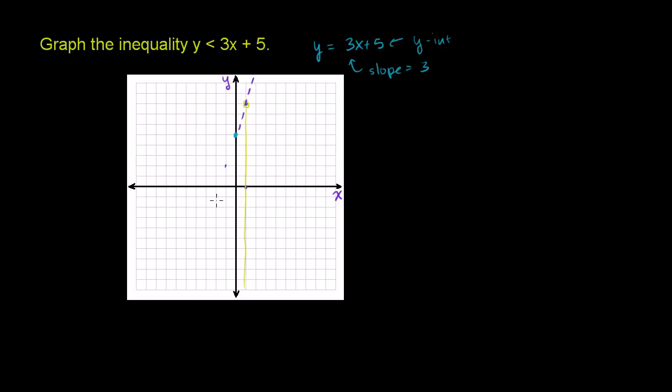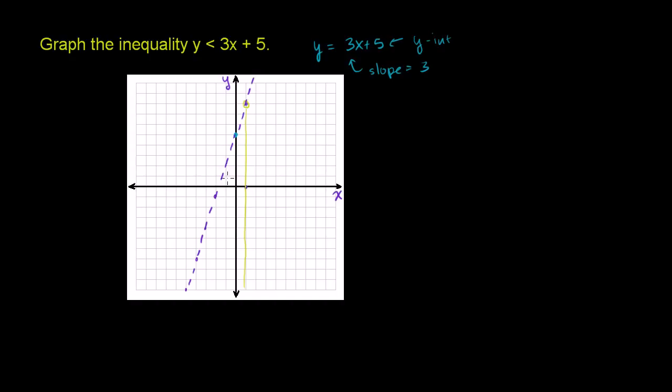And you see that point would be on it. That point would be on it. If you go back, you're going to go down by 3. So that point will be on it, that point, and that point. And then I'll just connect the dots with a dotted line. So that dotted line is the graph of y is equal to 3x plus 5.